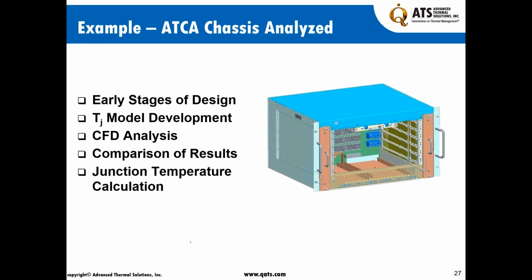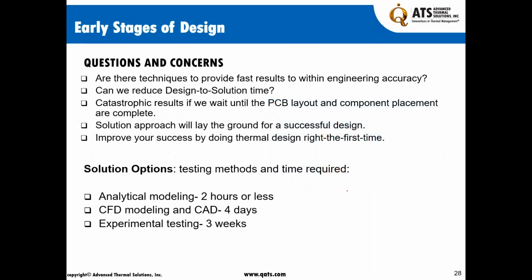So let's go through an example of what happens in the design or modeling process. We are at the earliest stage of design: T-junction, model development, CFD analysis, comparison of the results, and junction temperature calculation for a typical ATCA chassis or whatever the models look like these days. The questions are: are there techniques to provide fast results within engineering accuracy? Can we reduce the design to solution time?